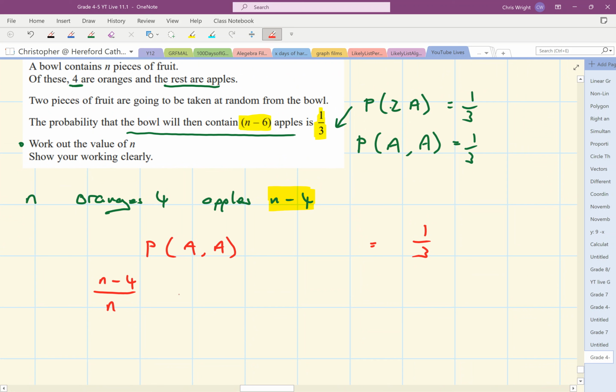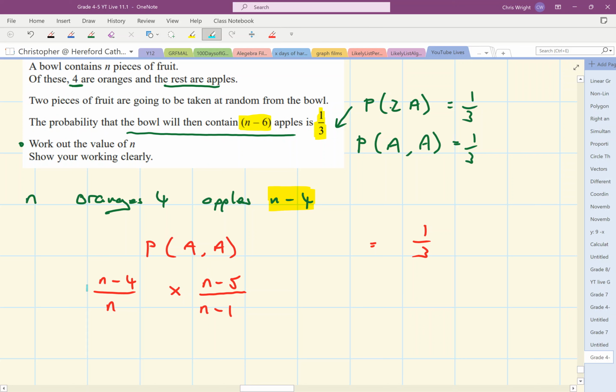Now, what about the probability of the second piece of fruit being an apple? How many pieces of fruit are there in the bowl? There were n, so now there's 1 fewer piece of fruit in the bowl, so there are n minus 1 pieces of fruit. And how many of those are apples? Well, you used to have n minus 4 apples, but you've taken an apple out. So now you have only n minus 5 apples in the bowl.